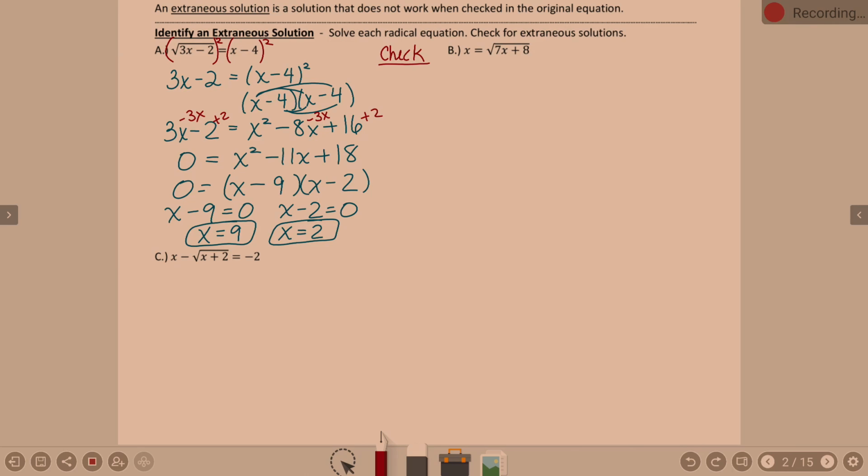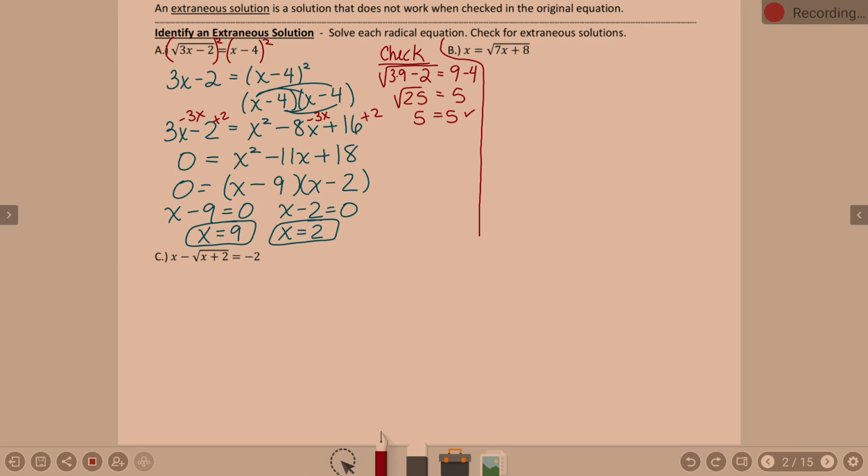So if I plug in 9, the square root of 3 times 9 minus 2 equals 9 minus 4. Okay, so notice I'm plugging 9 in both places there's an x into the original before I squared anything. So this is going to be square root of 3 times 9, 27. 27 minus 2 is 25. 9 minus 4 is 5. Square root of 25 equals 5. Yeah, that one would be good. 5 equals 5.